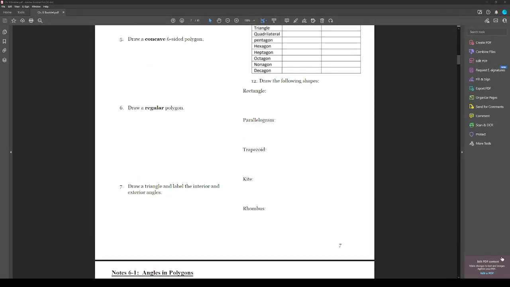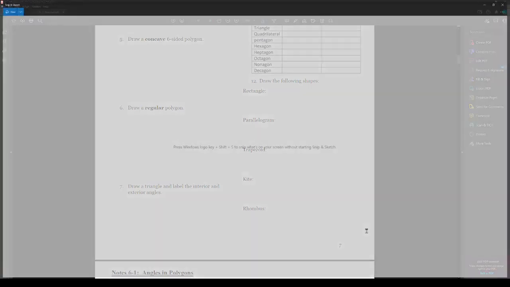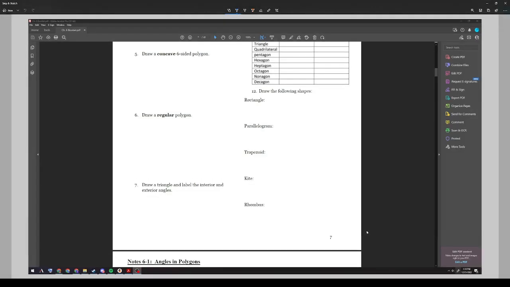Apparently I missed a couple of things, so let's just go back and add those. Interior and exterior angles of a triangle. That would have made sense to do before the rectangle, but let's go ahead and do that here. So we're going to draw our triangle. We have our 3 interior angles here.